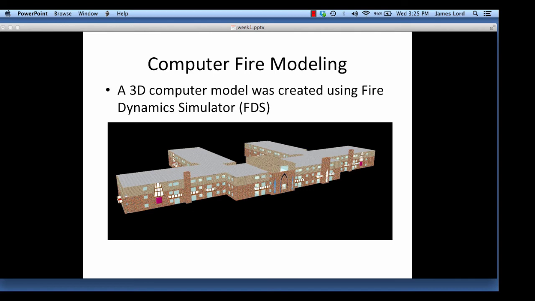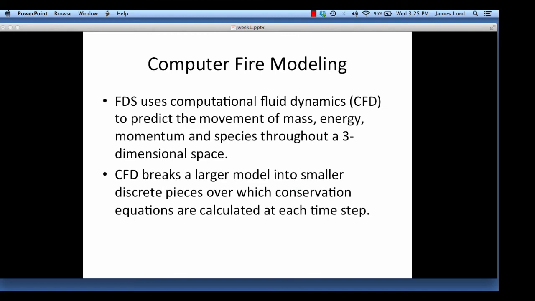And for this case, we used Fire Dynamics Simulator, created by NIST. And this is just an image of what the building looked like in the model. So how the model works, it uses what we call computational fluid dynamics, or CFD. Essentially, we're predicting the movement of all the mass, the energy, different gases and things that are moving around this three-dimensional space. And we do that by breaking up this big apartment complex into lots of small pieces.